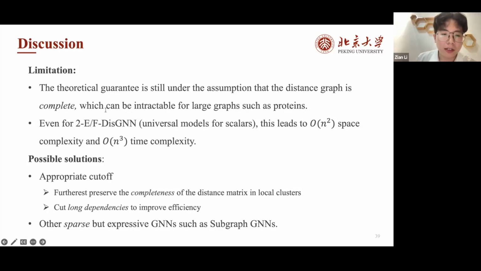Can they deal with long-range interaction well? Yeah, that's a good question. But actually, for this paper, we only conduct experiments on small molecules, and we will conduct experiments on this later. Yeah, thank you for the question.